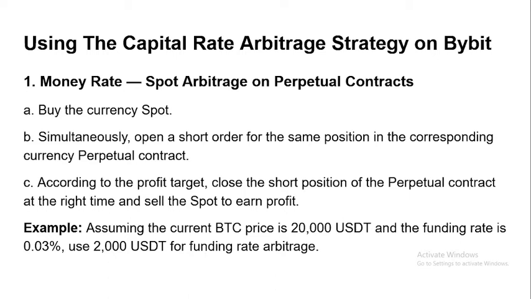So buy the currency spot, simultaneously open a short order for the same position in the corresponding currency perpetual contract. According to the profit target, choose the right time to close the short position of the perpetual contract, and sell the spot to earn profit. Example, assuming the current BTC price is 20,000 USDT, the funding rate is 0.03%, use 2,000 USDT for funding rate arbitrage.